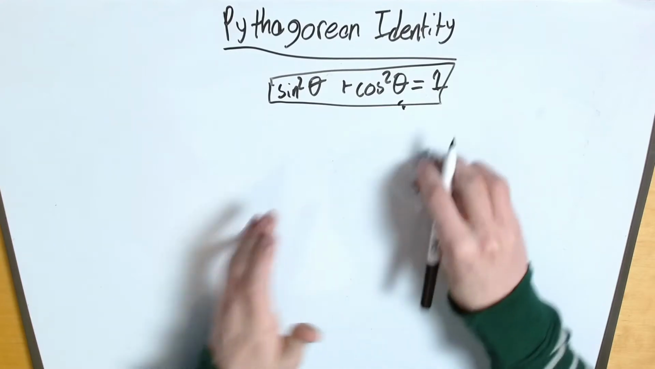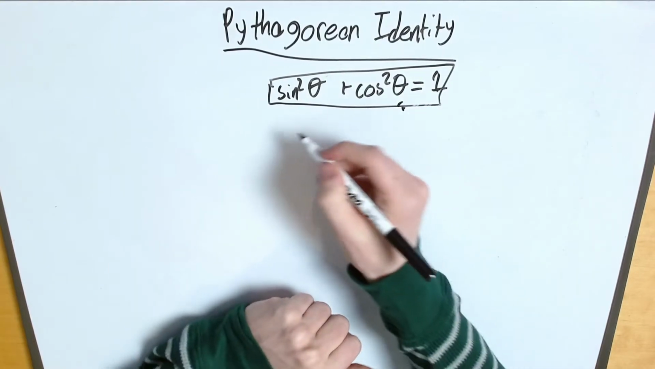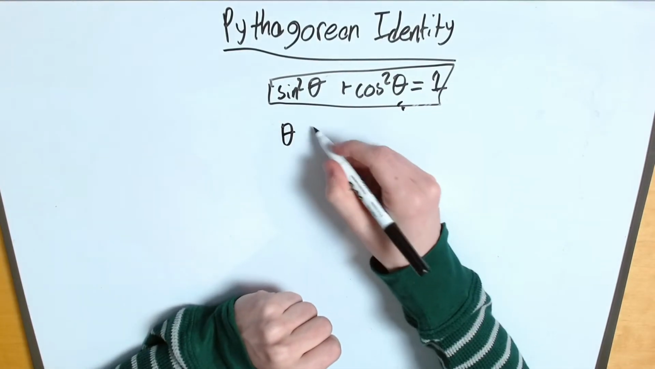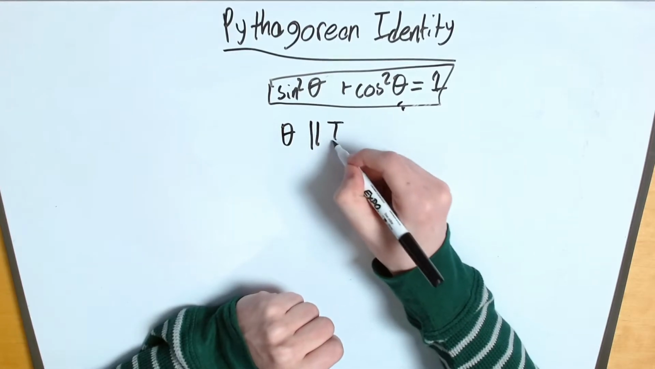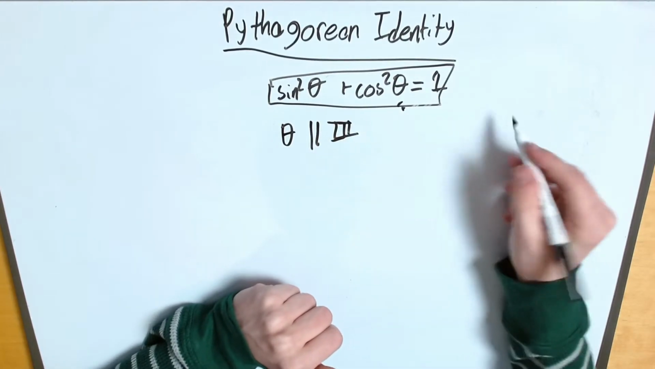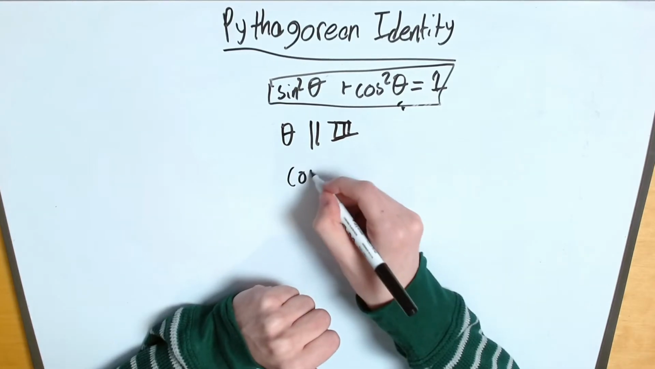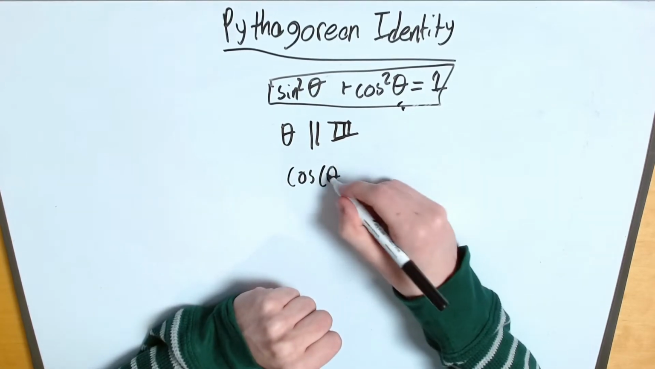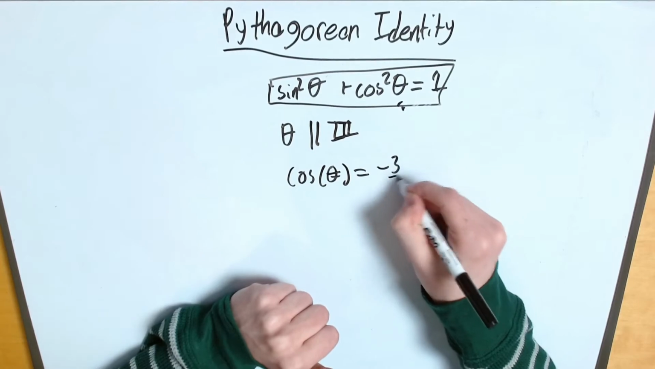So let's do another one for practice. Let's say I have an angle theta that's located in quadrant 3, and I know that the cosine of theta is equal to negative 3/5.